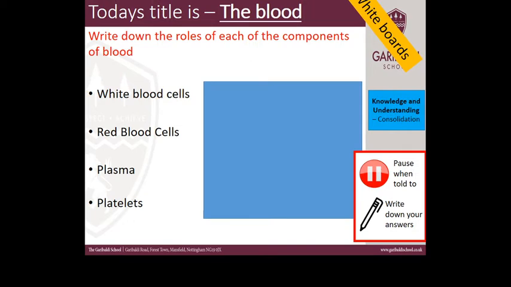Okay, brilliant. So now you have some ideas on your whiteboards and you've watched the video. You should have a bit more of an idea about the blood now. So I would like you to, on your whiteboards, either switch them around to the other side, or if you think you can remember, you can wipe off the stuff you just wrote on it. You are going to write down the roles of each of the components of the blood. So what do white blood cells do? What do red blood cells do? What does plasma do? And what do platelets do? So you are going to pause, write down your answers, then when you've done that, you're going to press play.